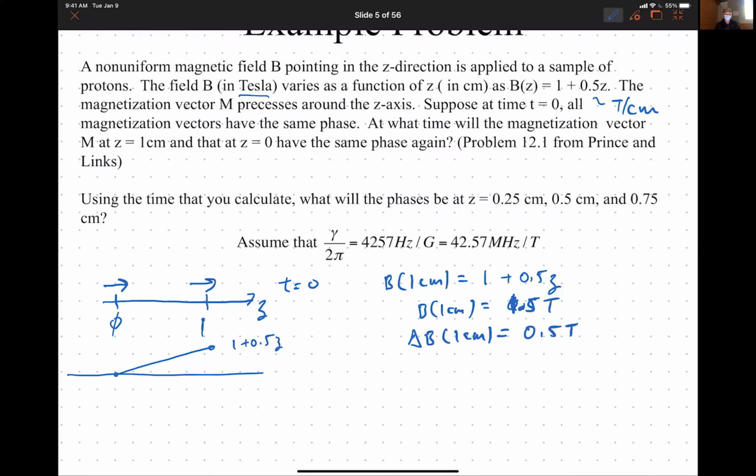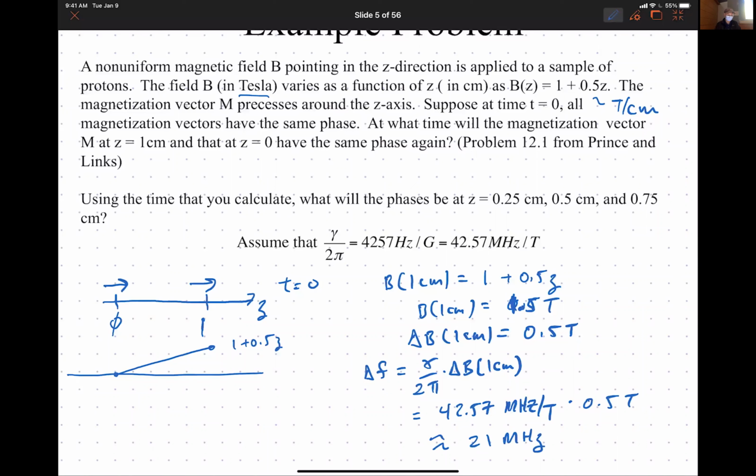So now we can say, with reference to the spin at 0, what's the frequency? What's the delta F of the spin at 1 centimeter? It's going to be gamma over 2 pi times delta B at 1 centimeter. We'll use the value in megahertz per Tesla because we're in units of Tesla here. That's 42.57 megahertz per Tesla times 0.5 Tesla. So that's around 21 megahertz.